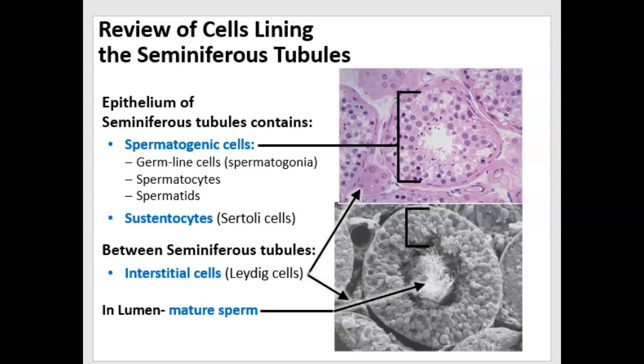In addition, outside the tubules are interstitial cells, or cells of Leydig. The cells of Leydig are located in this little triangular region in both pictures. In the lumen, you'll find mature sperm, and you can see their flagella here.